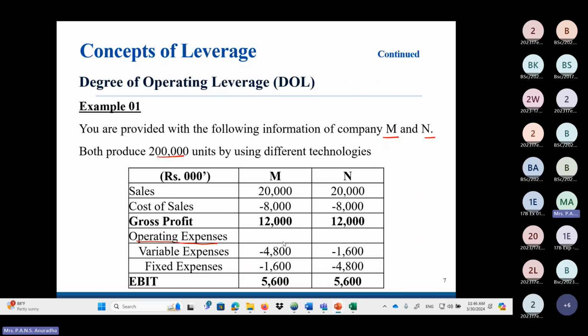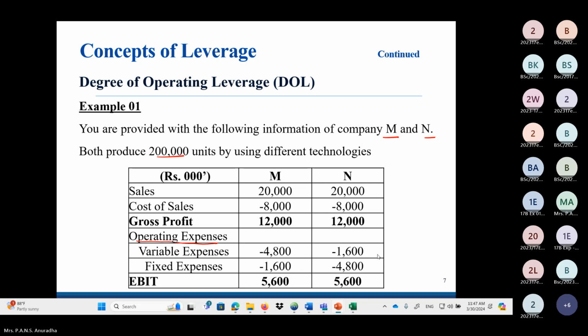When the sales is increasing, it is also increasing. When the sales is decreasing, variable expenses also decrease. Company N: variable expenses 1,600, fixed expenses 4,800. So by looking at this income statement, tell me which has the high operating leverage? M or N?